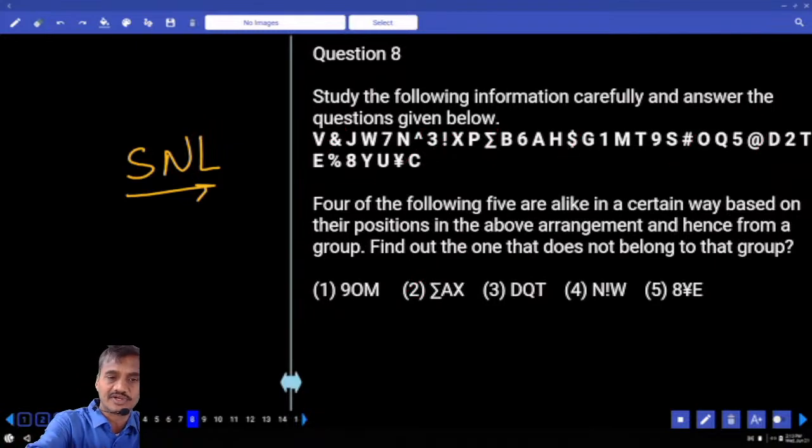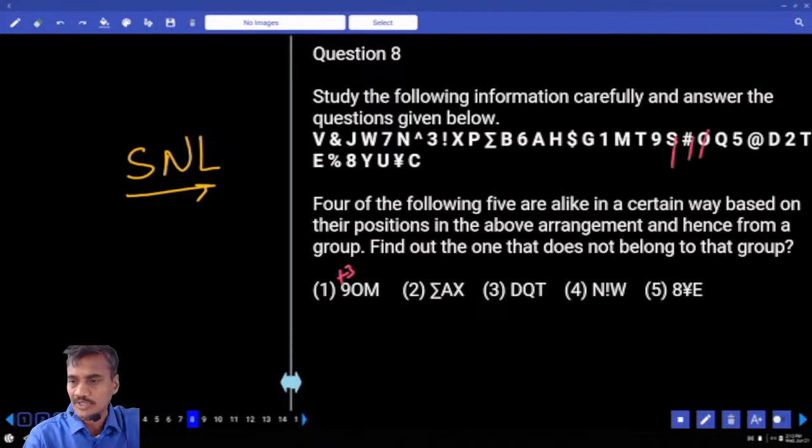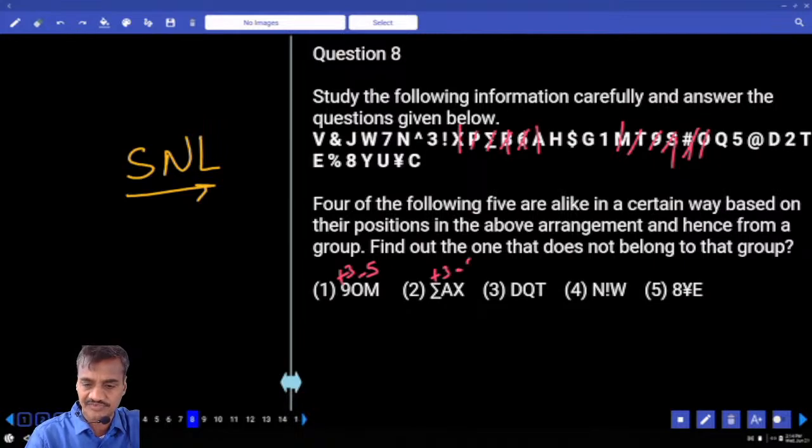Then 8th one, 4 out of the following, meaning find the odd one out. 9 and O, 1, 2, 3, plus 3. O and M, O to M. How many elements? 1, 2, 3, 4, 5, minus 5. Plus 3, minus 5 is the relation between these elements. Then sigma and A, 1, 2, 3, plus 3. And A and X, A to X, 1, 2, 3, 4, 5, minus 5. Now here also the difference between the elements is plus 3, minus 5.